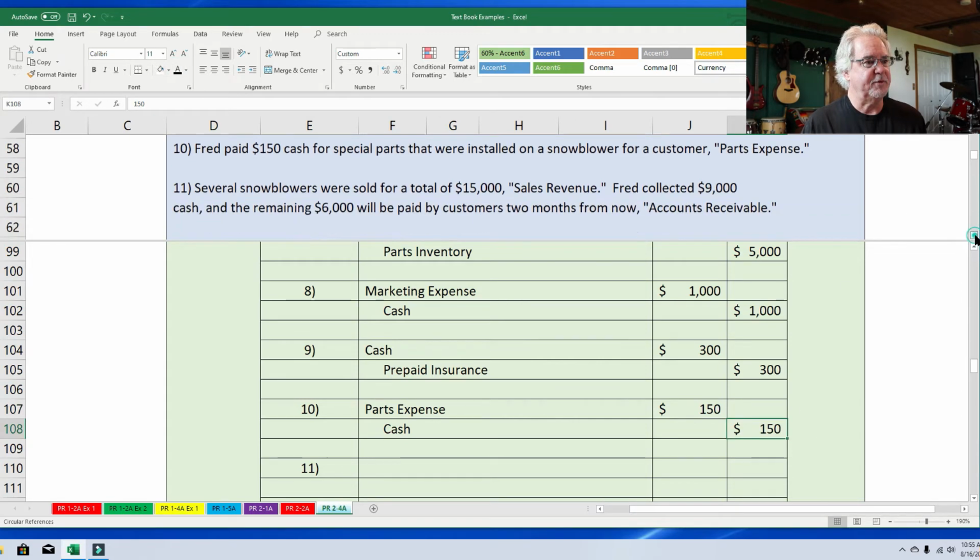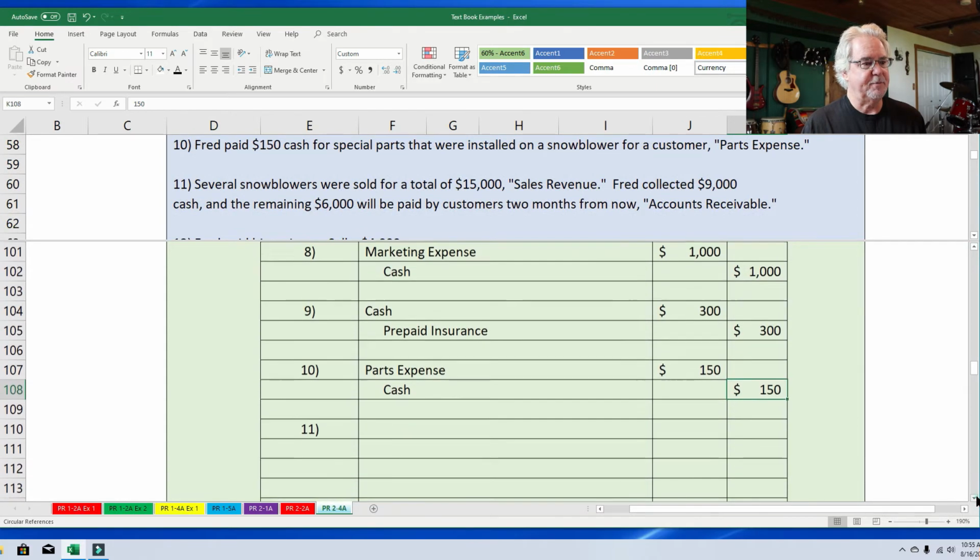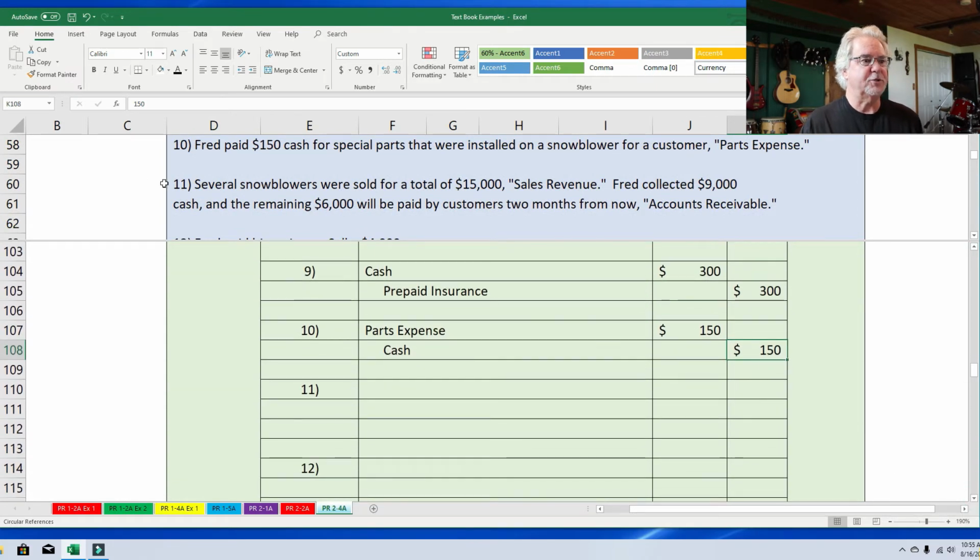Transaction number 11. We're almost done with these transactions. Here we are. Several snowblowers were sold for a total of $15,000. Sales revenue. Fred collected $9,000 in cash, and the remaining $6,000 will be paid by customers 2 months from now. So money's coming in, and for a small business owner, that is a wonderful thing. Not all of it's coming in, but $9,000 is. And Fred will collect this money because these are good customers. He can count on them. He will get paid the other $6,000 in a couple of months.